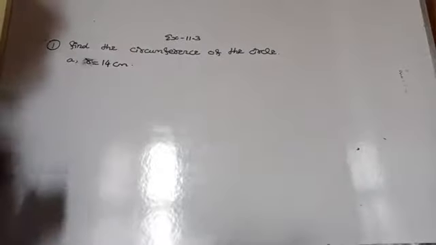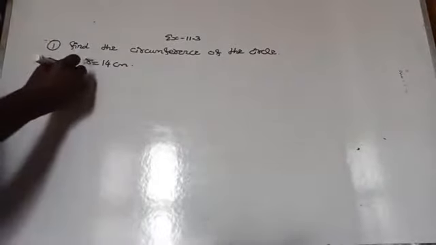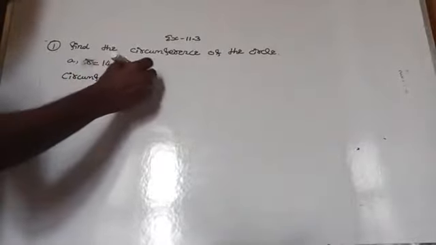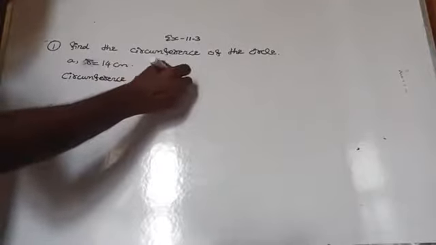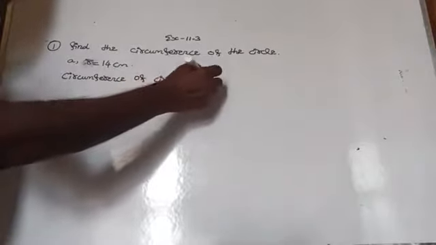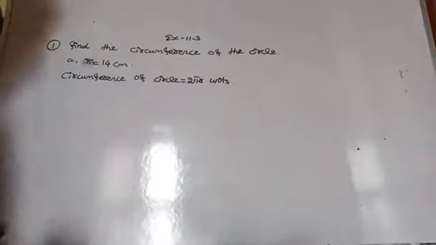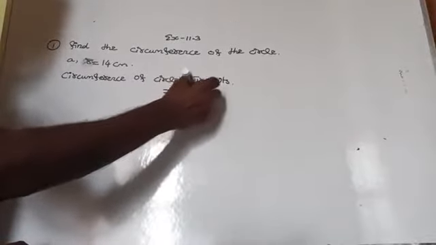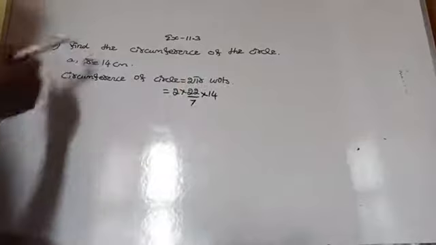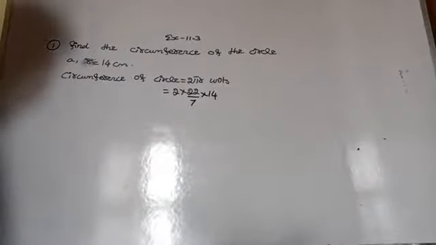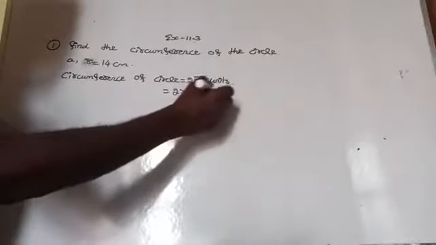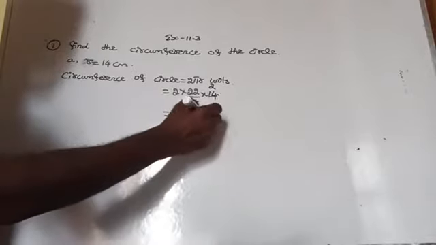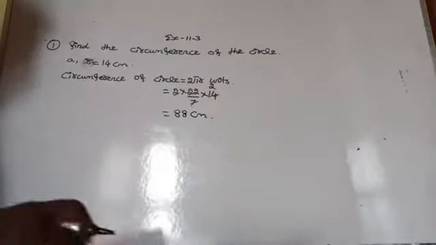So what is the circumference of the circle formula? 2 pi r units. What is the value of pi? 22/7. What is the radius? 14. If the diameter is given, you have to divide by 2 because the radius is half of the diameter. 7 ones are 7, 2 7s are 14. 2 into 22 is 44, 44 into 2 is 88 centimeter.